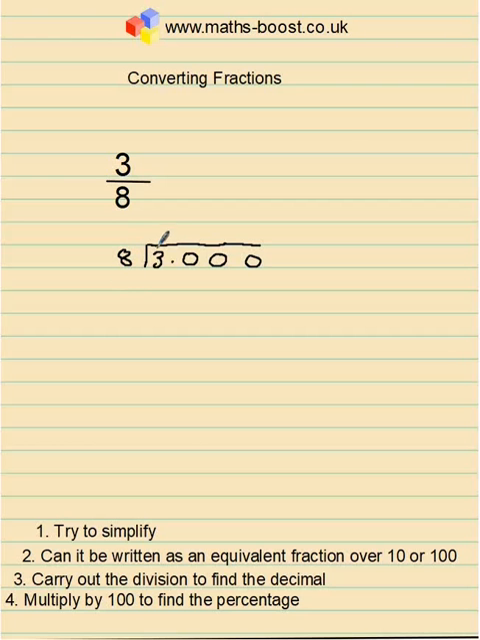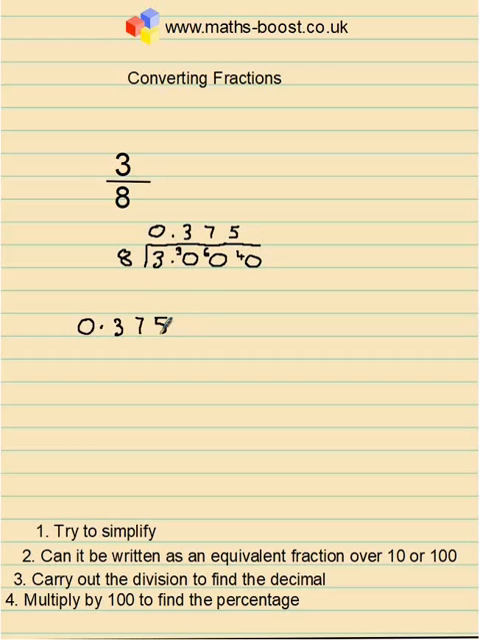How many 8s go into 3? None. So I'll carry the 3. How many 8s go into 30? 3, with 6 remainder. How many 8s go into 60? 7, with a remainder of 4. And how many 8s go into 40? 5, with no remainder. So we found that our decimal equivalent is 0.375.